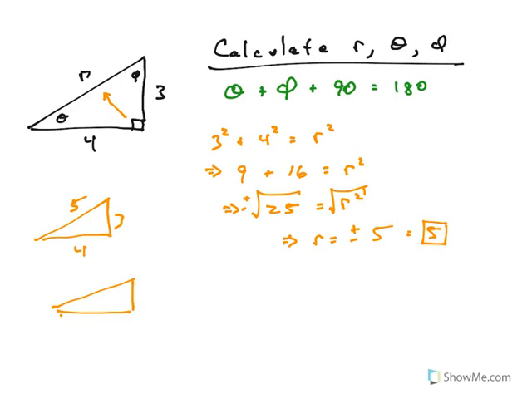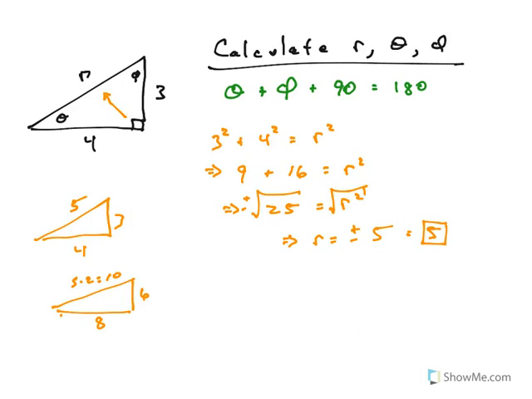So if I gave you 6, 8, well, 6 is 3 times 2. 8 is 4 times 2. So it's still like a 3 and a 4, but times 2. So this must be 5 times 2, which it is. It's 10. And the same holds with multiplying by 3 or 20 or whatever. Any multiple of 3, 4, 5 also works.